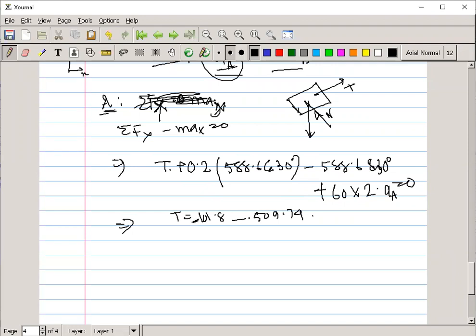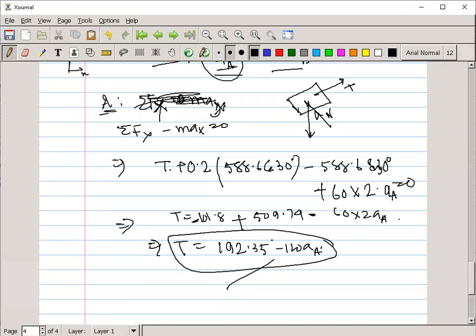In such a manner, when you write T is equal to minus this one plus this one minus this, this is 60. Yes, this is minus on this side. When it goes, it is minus 60 into 2 into a of A. So finally we will get T is equal to 192.35 minus 120 a of A. This is the condition.